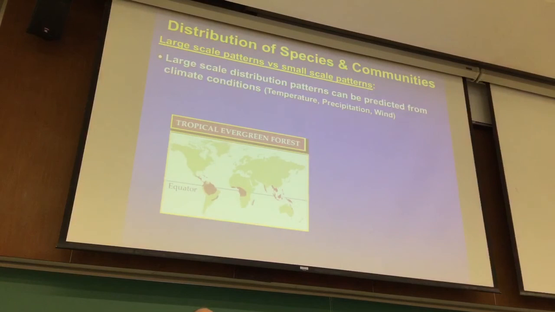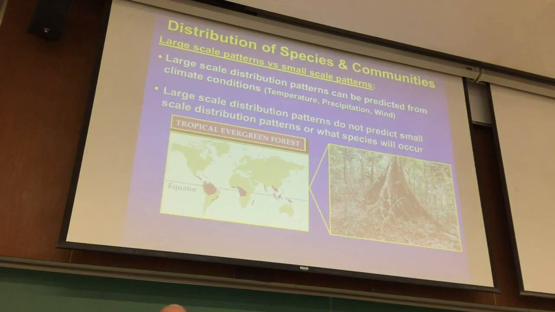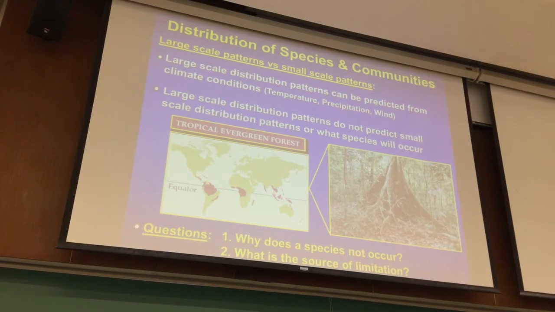All right? So large-scale distribution patterns can be predicted by climate, primarily water and temperature. But small scale, I don't know. I don't know why that species is here and that species isn't there. So I need a more finely resolved tool in order to explain that, right? Why does a species not occur? What limits its distribution? All right. So climate is a neat thing.